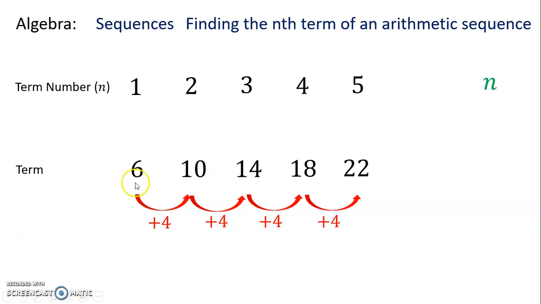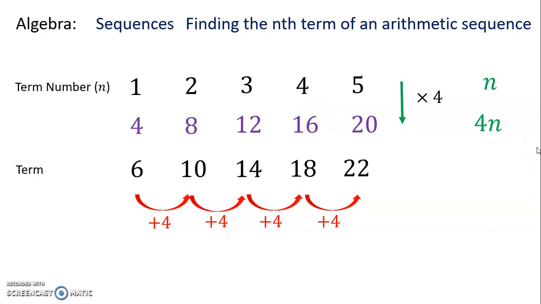And I know another sequence where I add 4 each time, and that's the 4 times table. Now this isn't the 4 times table, but I'm going to write the 4 times table across the top. And I know that if I needed a rule for the 4 times table, I would be multiplying my term number by 4. And so my rule for the 4 times table would be 4n.